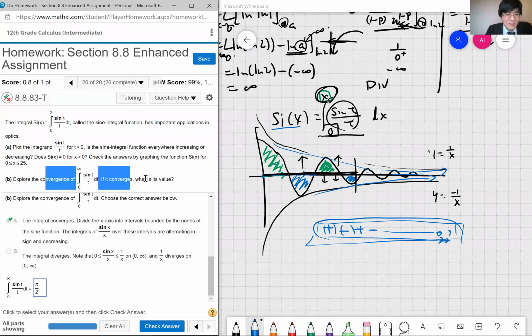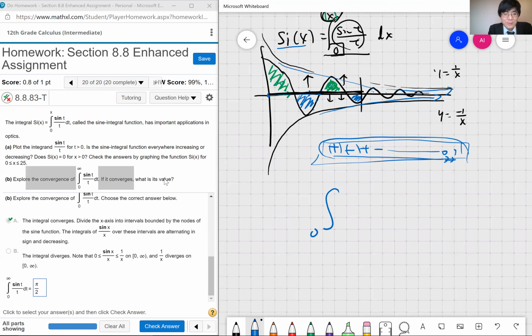Now, the last question is kind of tough. Explore the convergence of this integral. We really cannot integrate this one by hand. So try to use a calculator to see what this value is really approaching. You can just say 0 through a big number of sine t over t, and try to see what that number really is. Okay, so you really need a calculator to guess what this value is equal to. That's the complete explanation for this section.